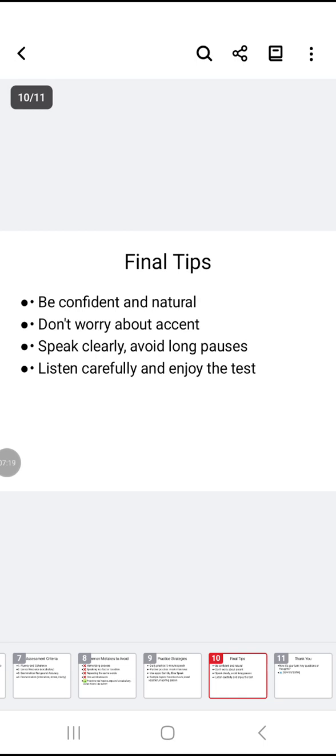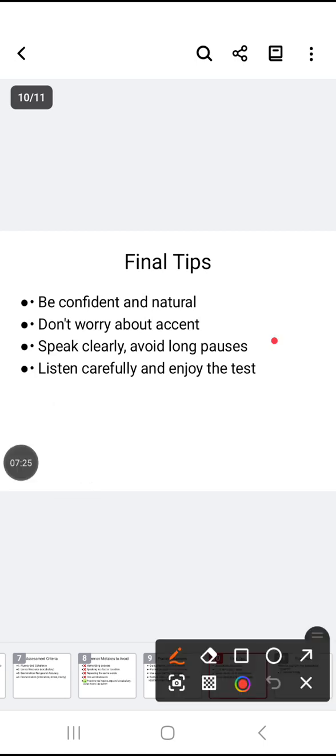Don't worry about accents. Speak clearly. Avoid long pauses. This point should be noted carefully. Don't take long pauses. Just take a small break, not a long pause. Always try to speak clearly. Do not take long pauses. Always avoid this, listen carefully, and enjoy the test.